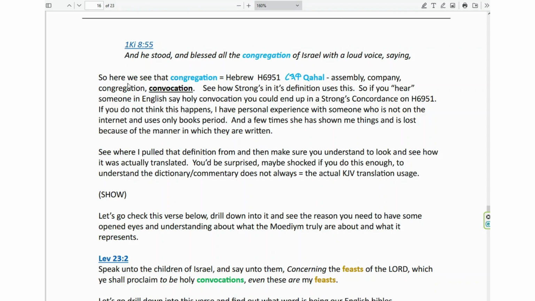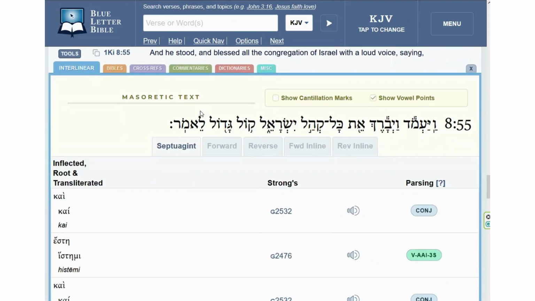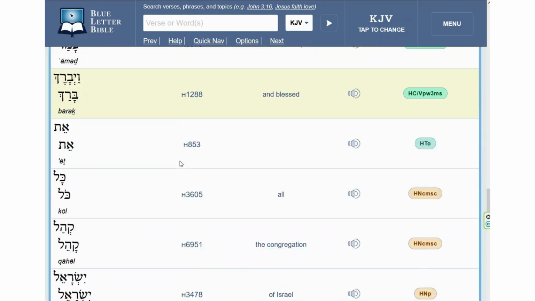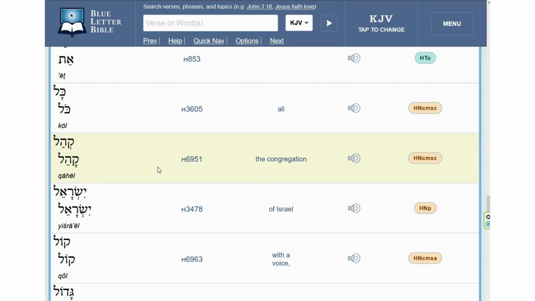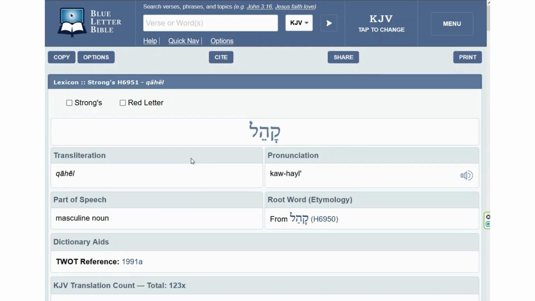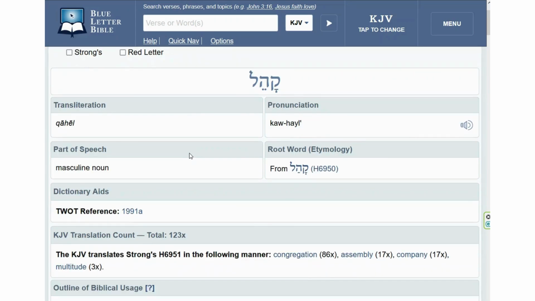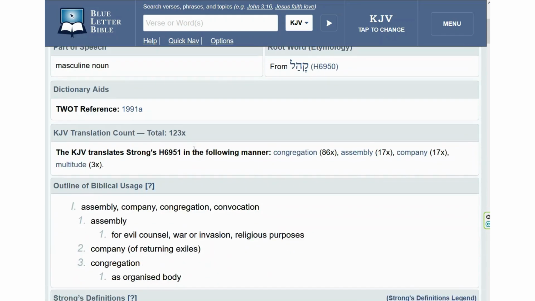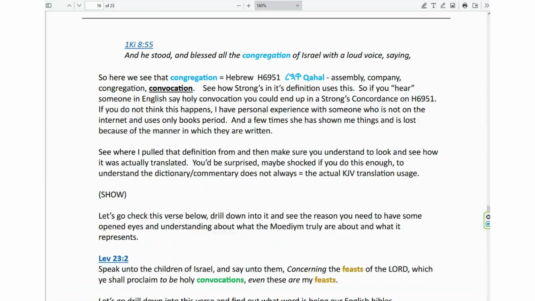So here we see that the congregation in Hebrew is H6951 kahal, which means assembly, company, congregation, or convocation. And I'll show it to you right now. So we'll go back up here and find it. And he stood and he blessed all the kahal. H6951, and I click on that, and now I'm in the concordance information, the lexicon information for this word. Assembly, company, congregation, convocation.